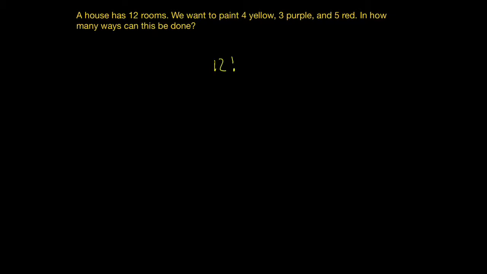And in order to get rid of all of the repeats when we have more than one category, we can divide it by 4 factorial, 3 factorial, 5 factorial, and this will give you the same answer that we got before, that being 27,720.